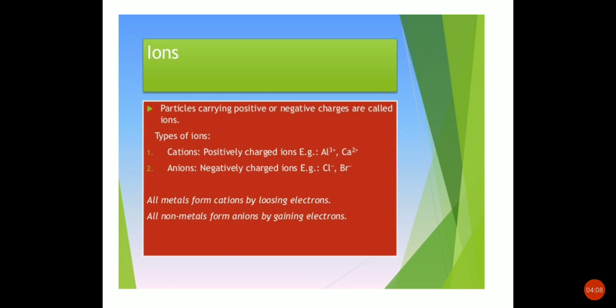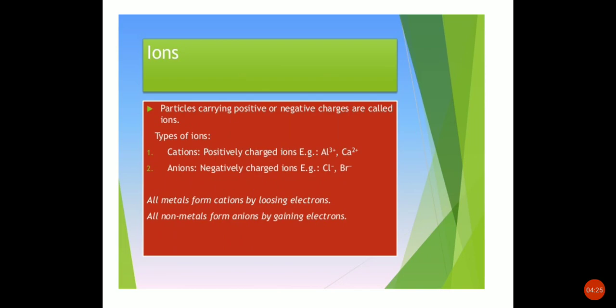Types of ions, cations. Positively charged ions are called cations. Example, Al3+, Ca2+. Second one, anions. Negatively charged ions, that means Cl-, Br-, F-, OH-.